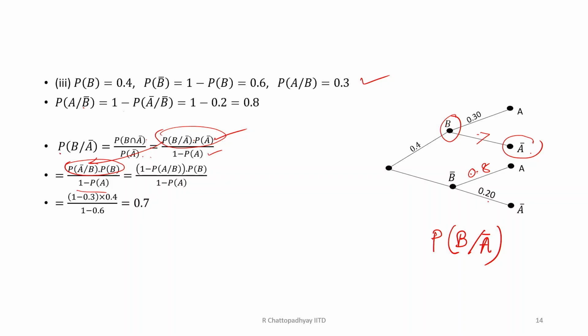But I have to find out P(B given A bar). So they are not reciprocal. So we'll write like this, and what is happening here? 1 minus 0.3 is 0.7 into 0.4, divided by 1 minus 0.6, which is also 0.4. So 0.4 and 0.4, these two will cancel, and we will be left with 0.7. So P(B given A bar) is coming to be 0.7.